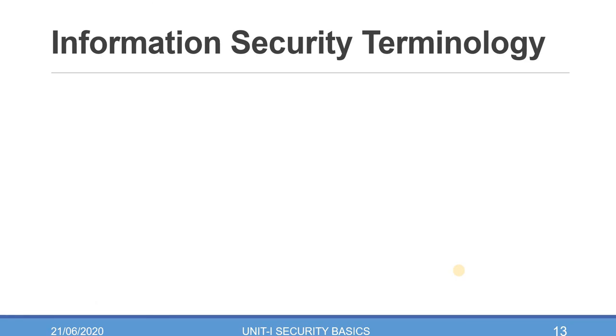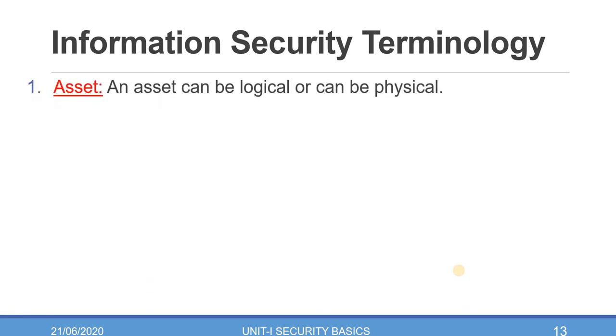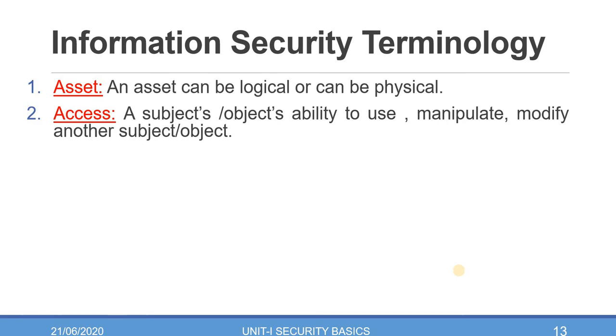There are certain terminologies which I am going to use in the further lectures, like asset. So let us see the definitions of some information security terminology. First is asset. An asset can be logical or physical. So an asset may be information, like an employee record or employee salary, or it may be physical. Second is access: a subject's or object's ability to use, manipulate, or modify another subject or object. That is what we call access. So accessing or manipulating the information of another object is nothing but access.